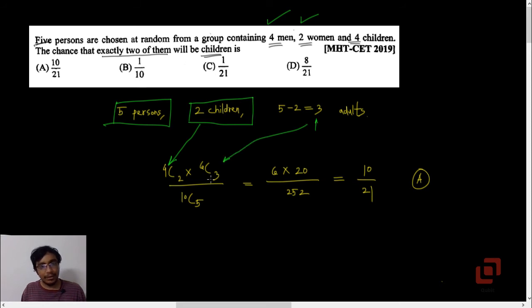And what's the total number of ways to pick 5 people from 10? 4 plus 2 plus 4, that is 10C5. Just simplify this, you'll get the required probability. 4C2 into 6C3, 6 into 20, and 10C5 is 252. Well, I think I've used a calculator here, but if you try 6 into 20 upon 252, it will be 10 upon 21. Yes, that is option A. Yes. Next.